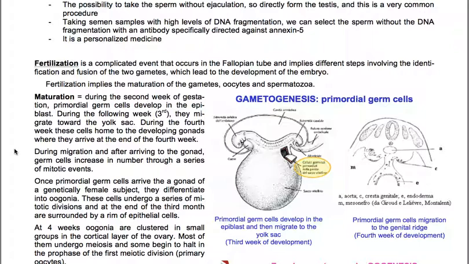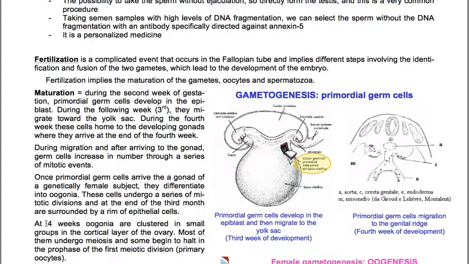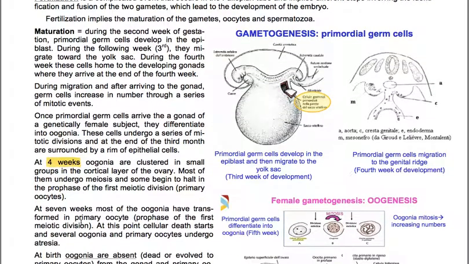Most of them undergo meiosis, and some begin to halt in the prophase of the first meiotic division, so primary oocytes. This at 4 weeks. And at 7 weeks, most of the oogonia have transformed into primary oocytes, in prophase of the first meiotic division.